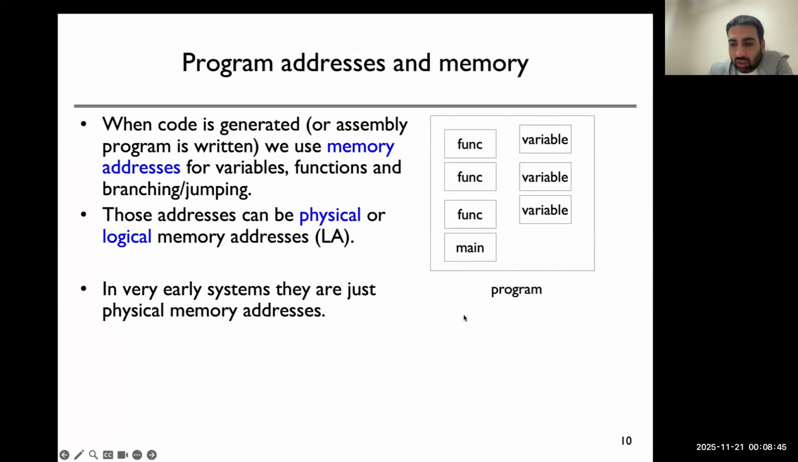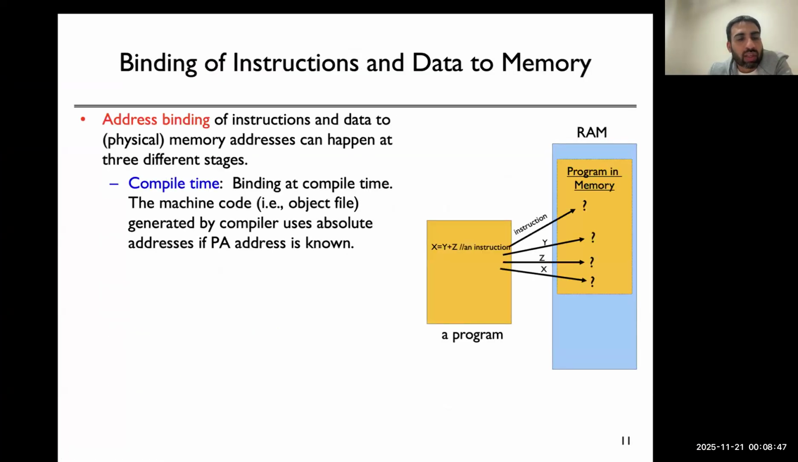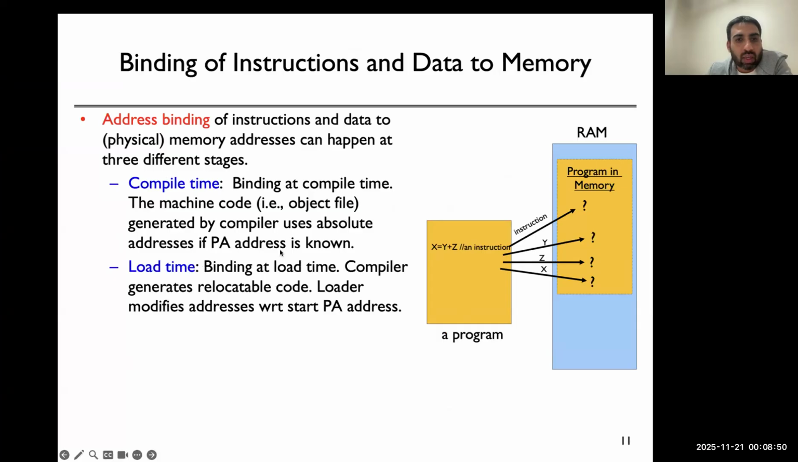So where were we? I think on the next slide. Binding at load time: the compiler generates relocatable code, and the loader modifies addresses with respect to the starting physical address. If the starting physical address is 200, then because our jump statement is go 2 bytes back, it will be replaced by jump 200. If the starting address is 400, it will jump to 400, because our code is written in a relocatable way.